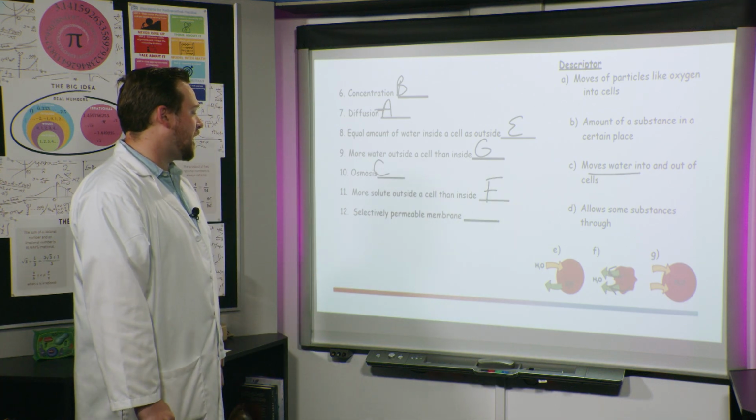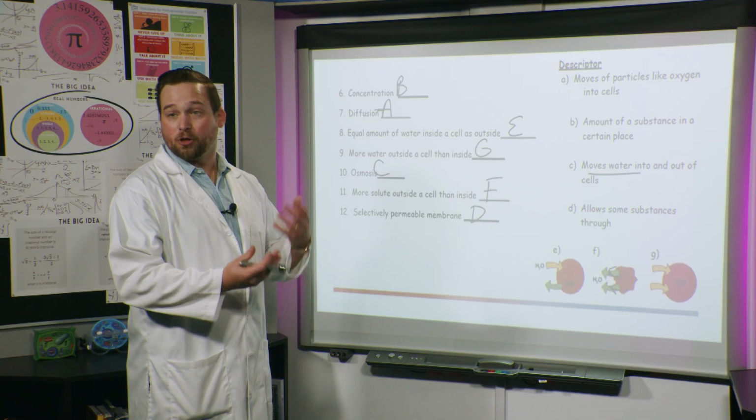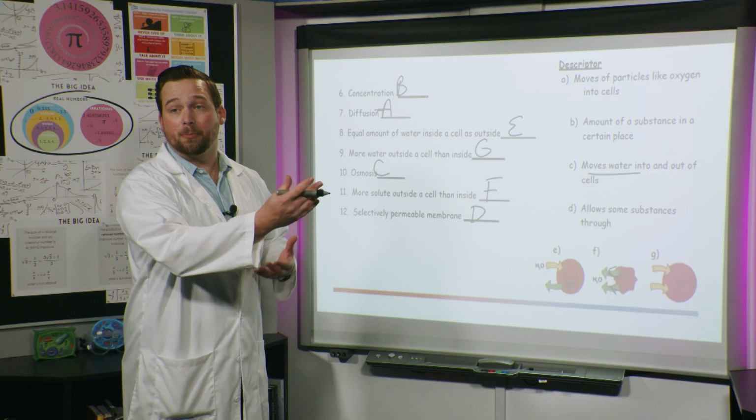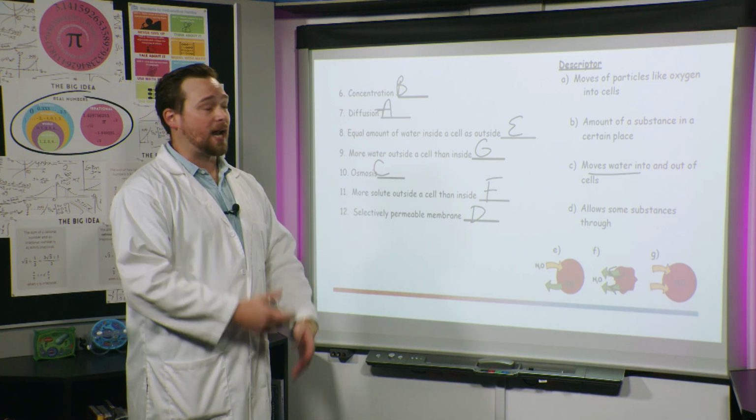And then last one, selectively permeable membrane. That is going to be letter D because it allows some substances through, but not everything. That's what selectively permeable means. Selectively means like you're picking what you want, and then permeable is the ability to let things in and out. So it's picking what comes in and out of the cells.